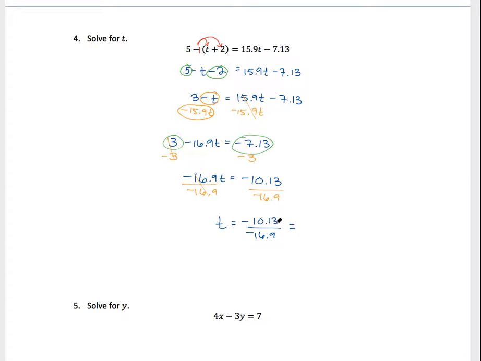And let's clean this up. So let's go ahead and put this into our calculator. A negative divided by negative is a positive. 10.13 divided by 16.9 is approximately 0.599. So if we round to 2 decimal places, that's roughly 0.6. Okay? All right, we'll save the next example for the next video.